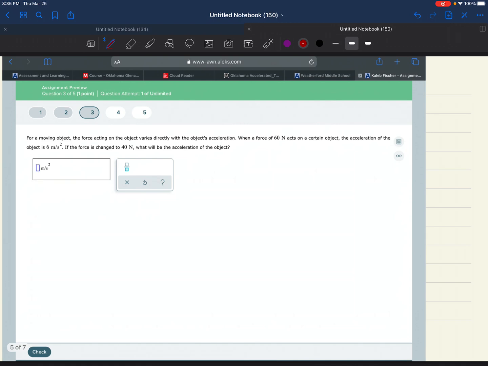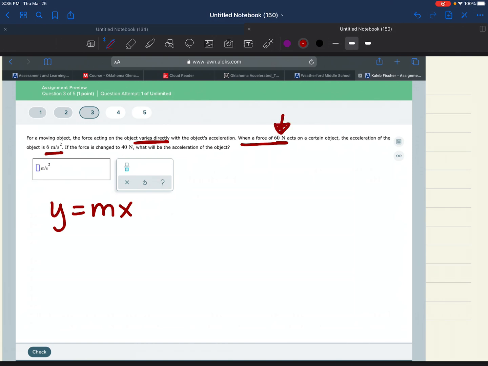All right? Now let's get into some that are just a little more difficult. This is where that formula is going to come in for us, the one I gave you at the beginning. It says for a moving object, the force acting on the object varies directly with the object's acceleration. So the first thing we're going to do is y equals m times x. Now, it doesn't tell us how much it varies directly. We have to find that first. But it does tell us when a force of 60, I think it's newtons, acts on a certain object, the acceleration is 6 meters per second.